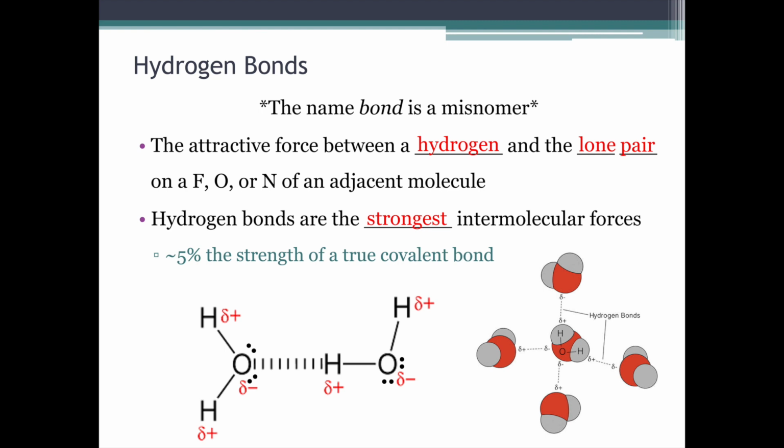Notice that it is specifically between the lone pair on a fluorine, oxygen, or nitrogen. Fluorine, oxygen, and nitrogen are the three most electronegative atoms, which means they pull electrons towards them better than any other element on the periodic table. This means that those partial positives and partial negatives in the molecule are going to be the biggest differences. So the biggest difference in the charges means the more those opposites are going to attract to each other.